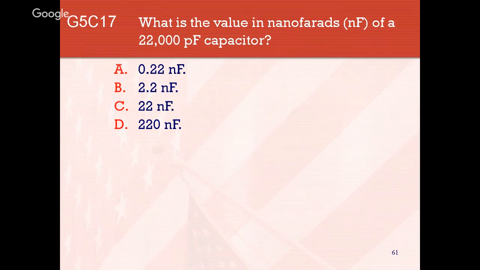The value in nanofarads of a 22,000 picofarad capacitor. Okay, you remember your pico is a different value altogether. Okay, it's a smaller unit. You need to make sure that you move your decimal places the proper number of spots. So if you have 22,000 picofarads, you're going to move the decimal point from here over to here to get 22 nanofarads.